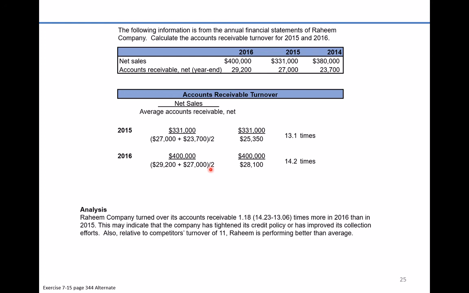So, a big indication of liquidity is how quickly receivables can turn to cash. The faster they turn to cash, the more liquid the company is, the more cash it has to run back into the company for other operations. So this is a good thing. Rahim is on a great path.